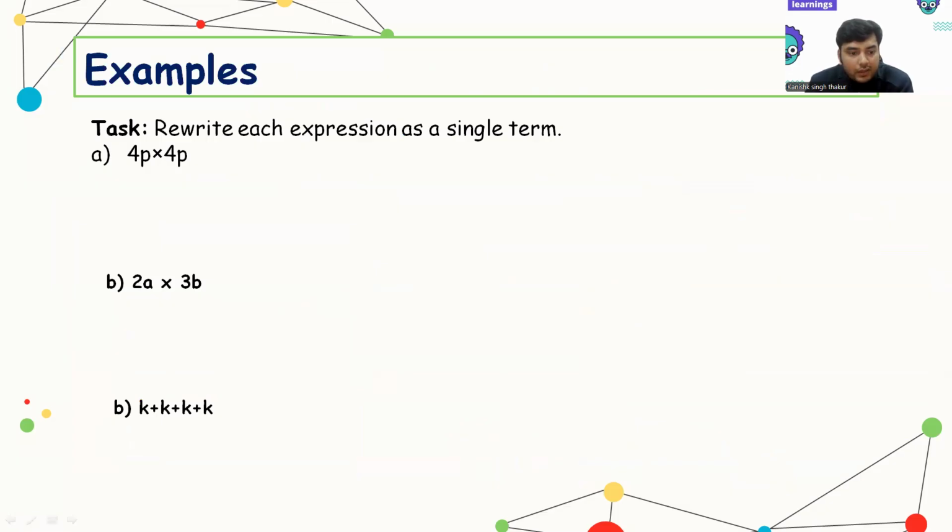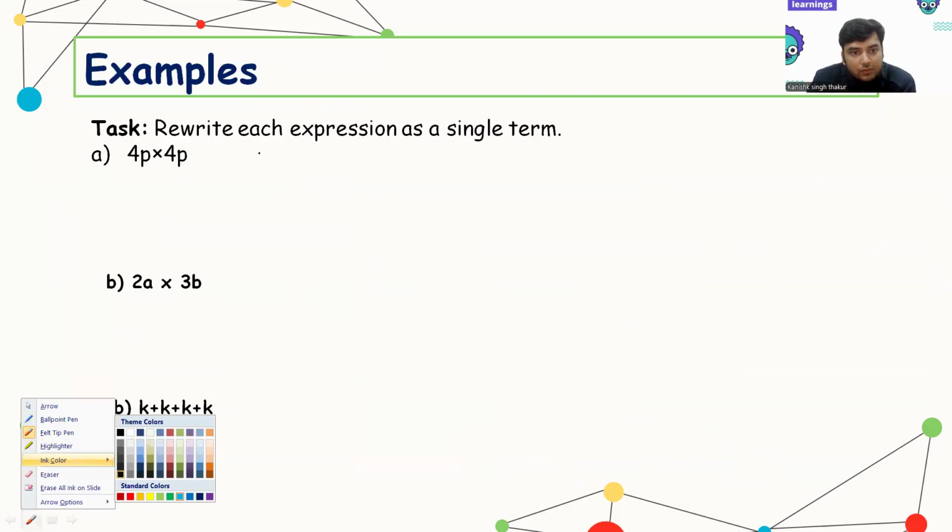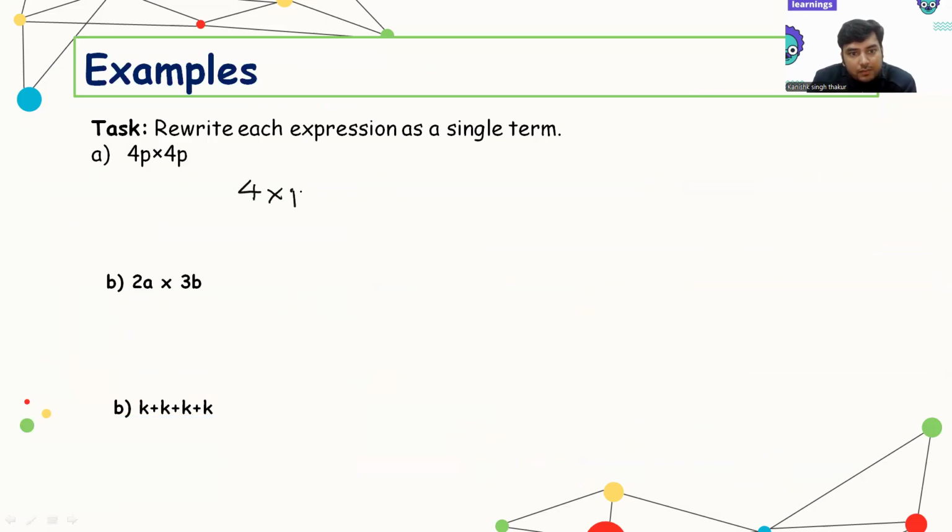So let's see how we write it. We have to write it as a single term. So we write 4 times p times 4 times p. 4 times 4 we write as 16. P times p is p square, so we write it as 16p square. 2a times 3b: 2 times 3 is 6, times a times b.